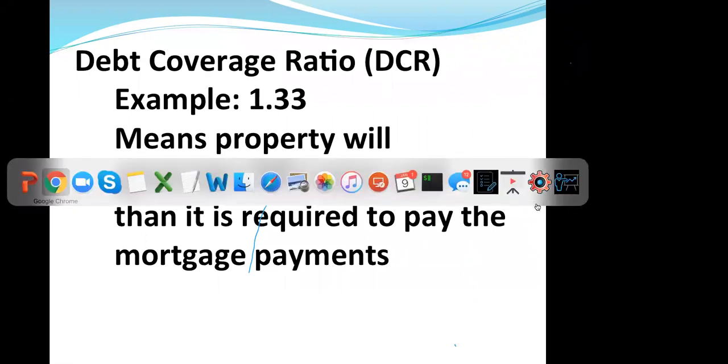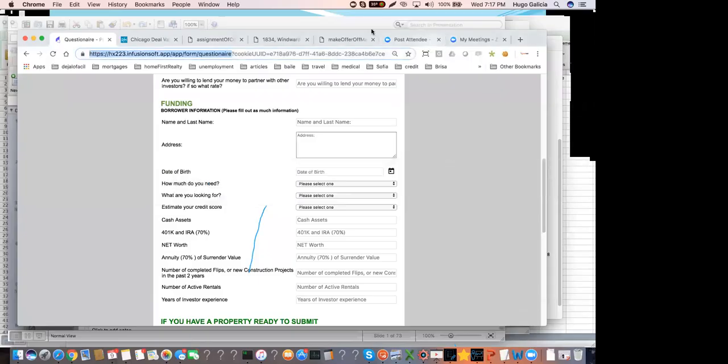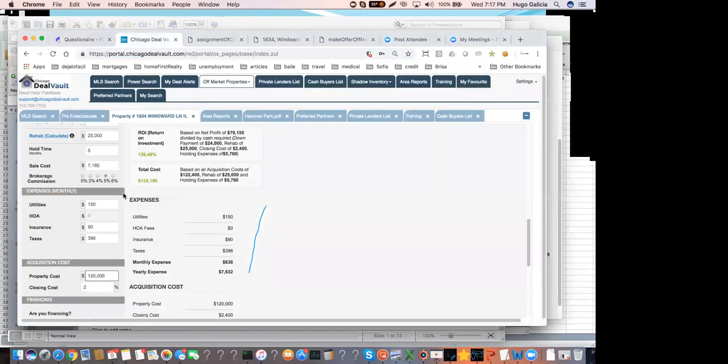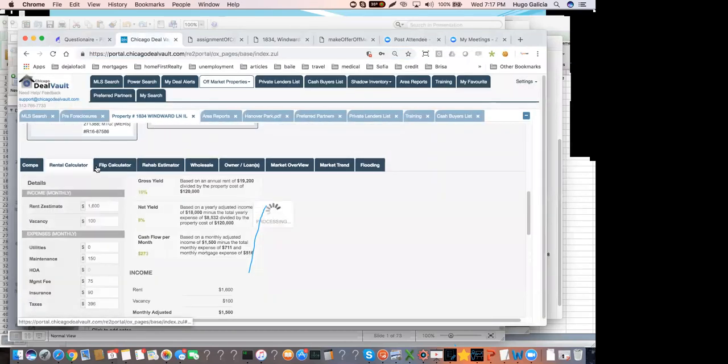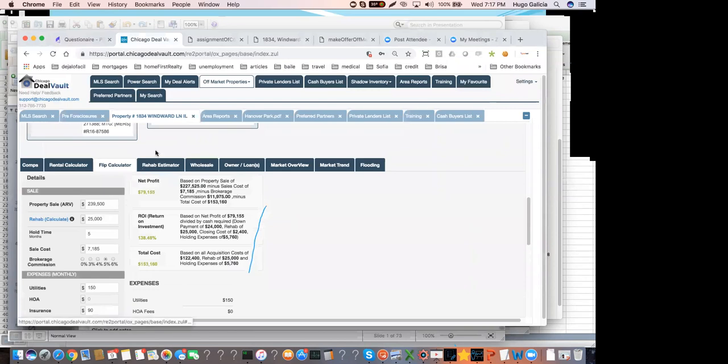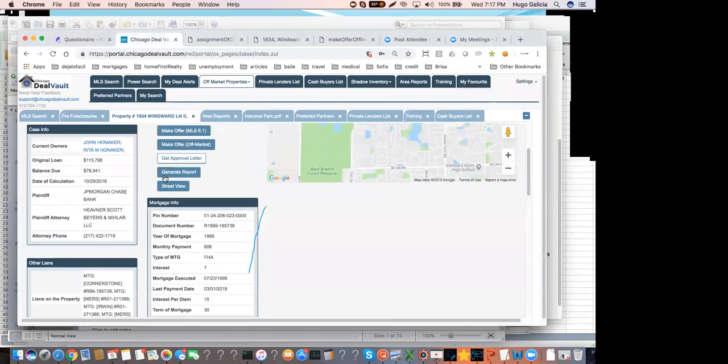So make sure that you have 2 successful exit strategies, okay? Make sure that you fill these 2 out, rental and flip, and that you generate the report that you're going to present to the owners.